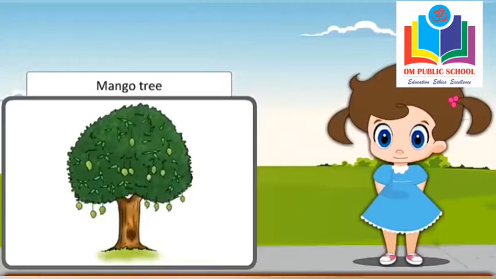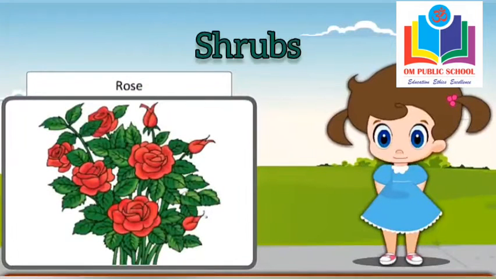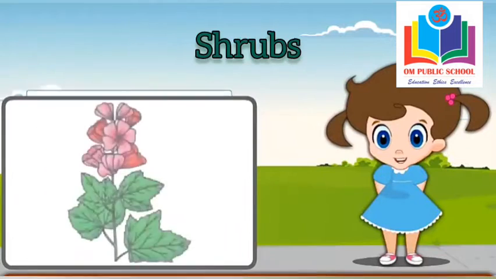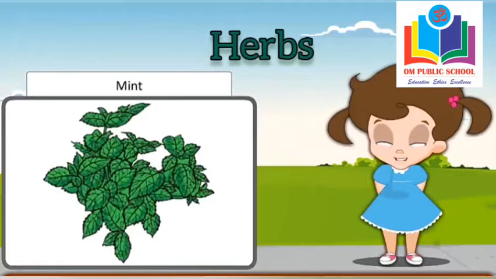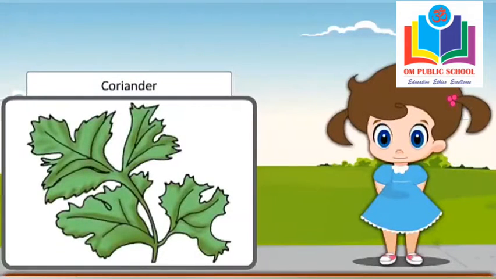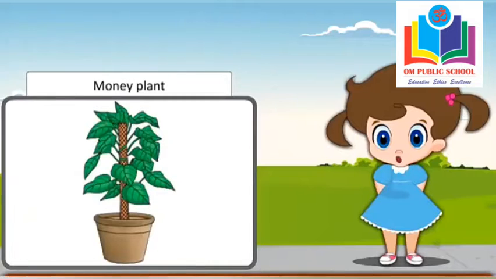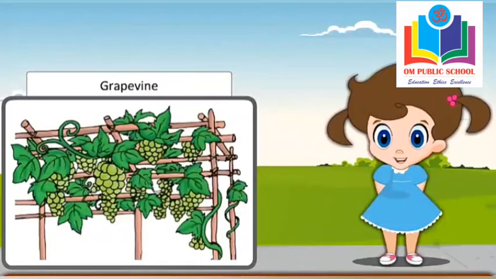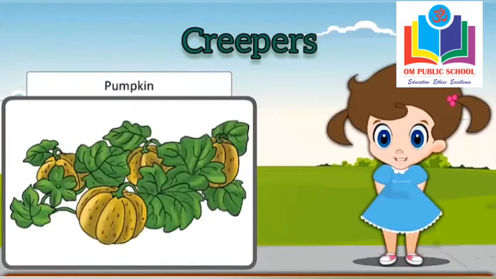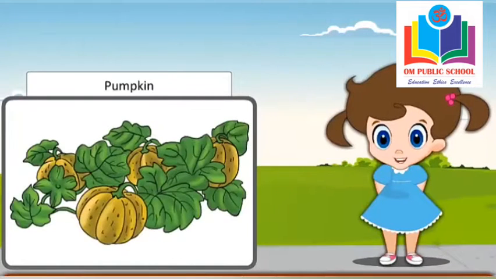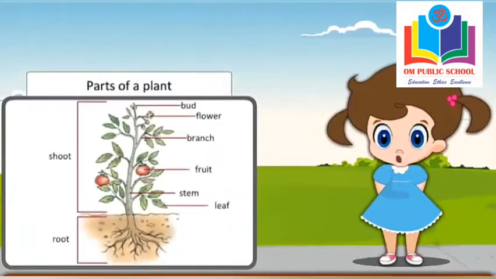Second is shrubs. Short and bushy plants are called shrubs. Example, rose, hibiscus. And very small plants are called herbs. Example, mint, coriander. And climbers are plants with weak stems. They climb up taking the support of other plants, like money plant, grapevine. And next is creepers. Plants that grow along the ground are called creepers. For example, pumpkin. You can also look on the screen.